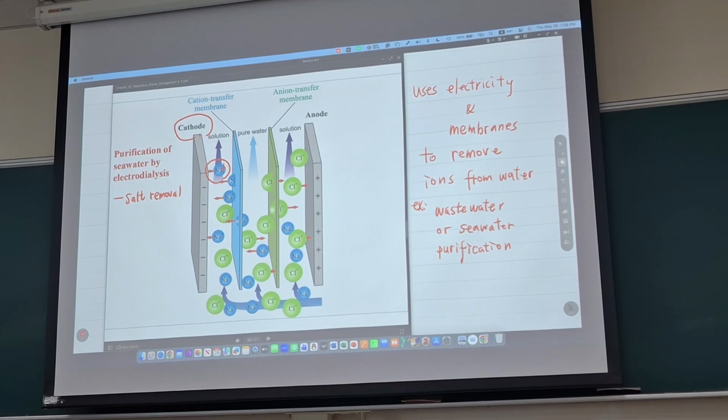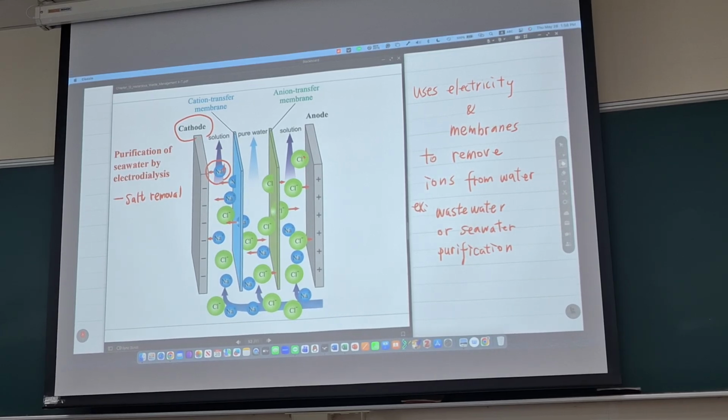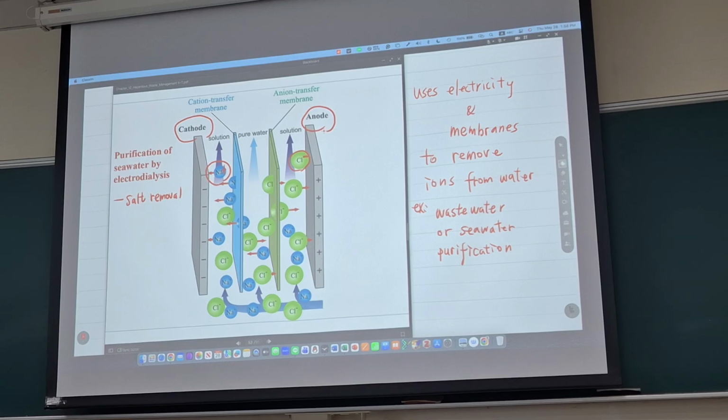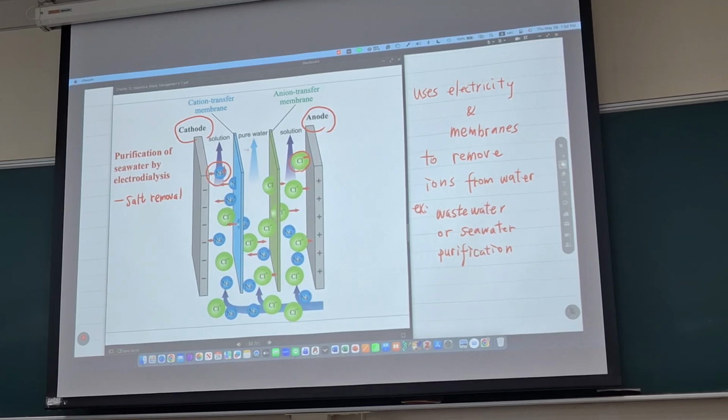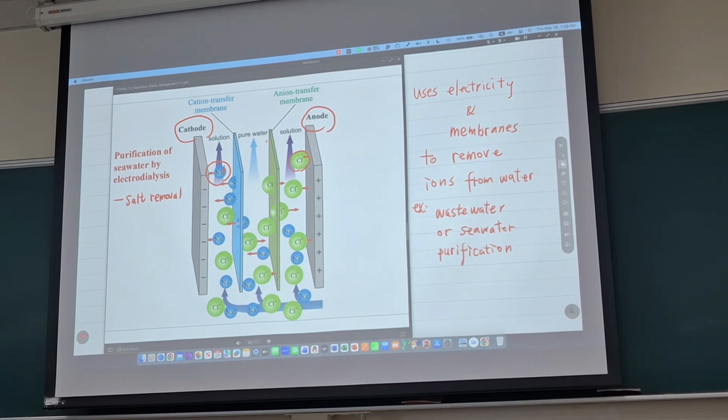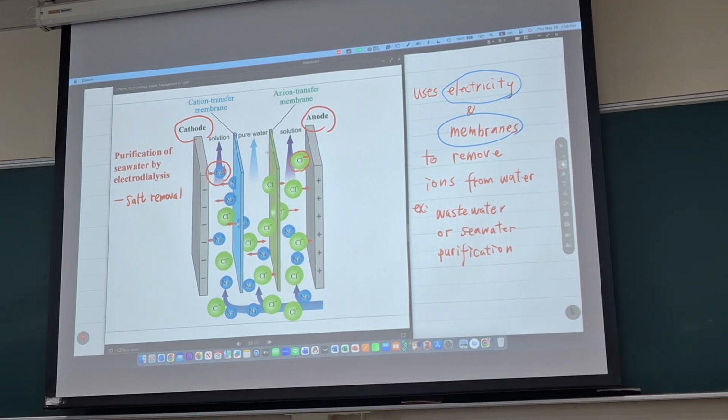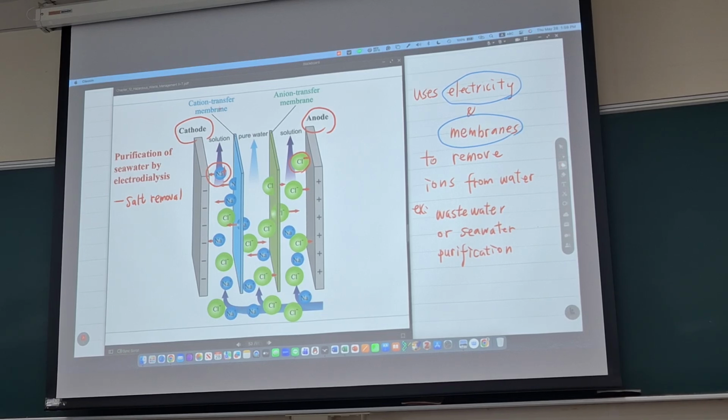In opposite, the anion, the negative ion, with negative charge will move to the anode. Between the cathode and anode, not just electricity, you also need membranes for electrodialysis. In this example, we have two membranes.